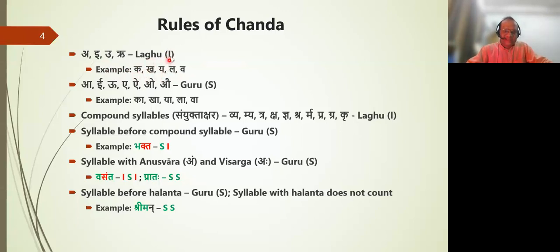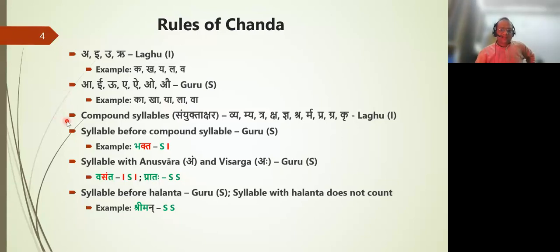Laghu is represented by one single straight line. So then we have a, e, u, a, I, o, au. These are guru. Guru means long sounds. Example is ka, kha, ya, la, va. So these are all guru sounds. As you can see, if you are reading a shloka and there is a word called kamal, ka, ma, la, all three ka, ma, and la are short sounds like laghu. Or if it is another word called kamala, then kamala will be a guru sound, long sound. So these two are easy rules as already discussed in the previous slide.